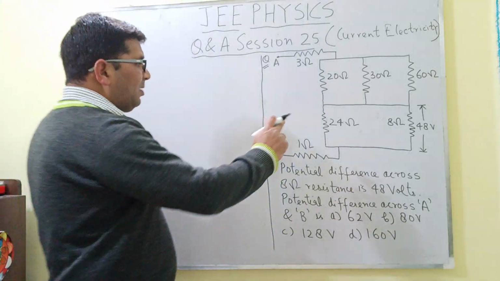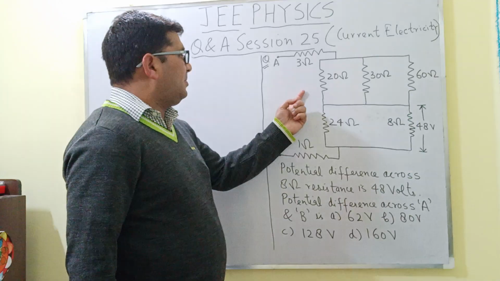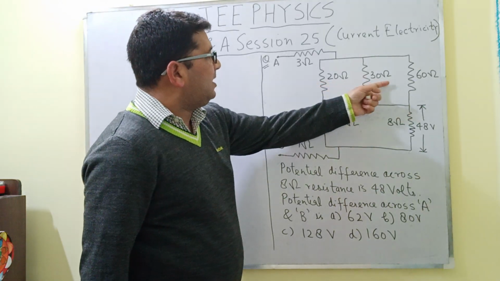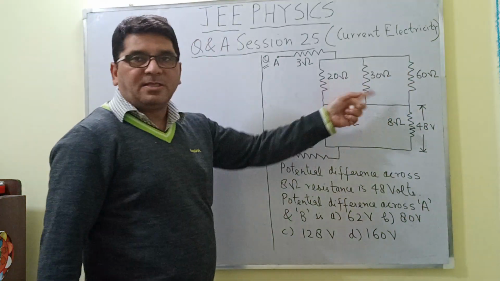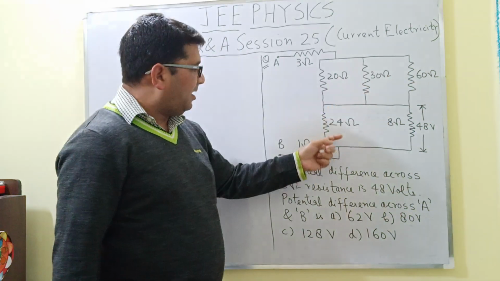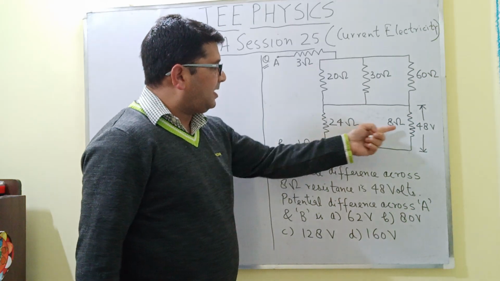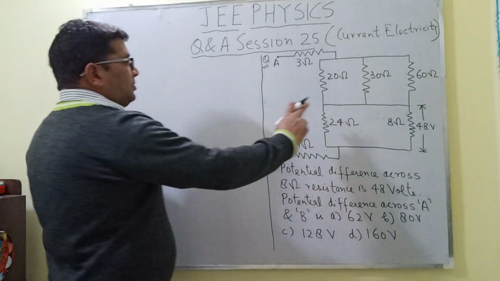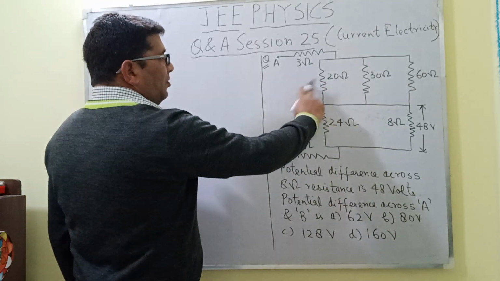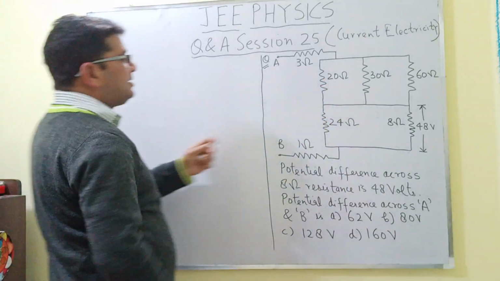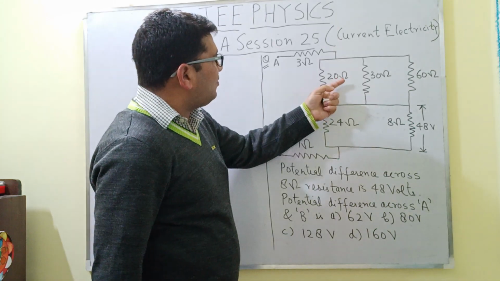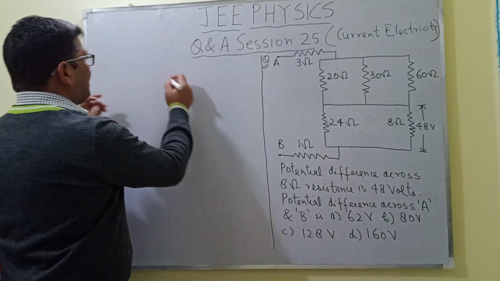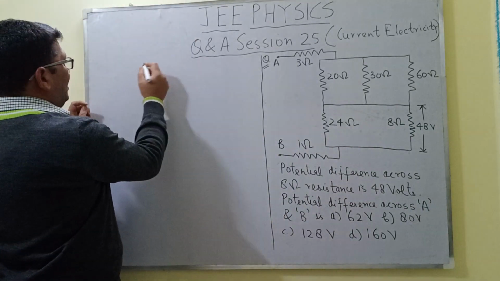So from this electrical circuit, we can see that this 20 ohm resistor, 30 ohm resistor, and 60 ohm resistor, they are in parallel combination, and this 24 ohm resistor and 8 ohm resistor, they are also in parallel combination. So now let us consider the effective resistance of this 20 ohm, 30 ohm, and 60 ohm resistors be R1.